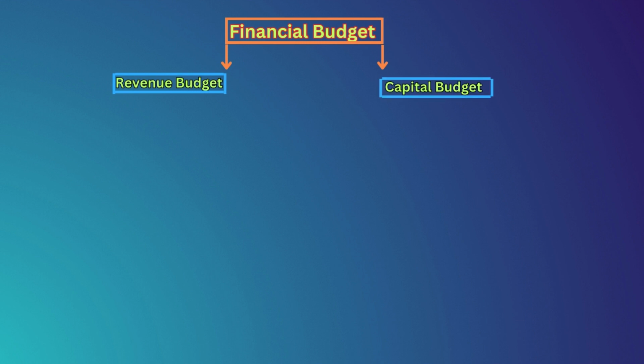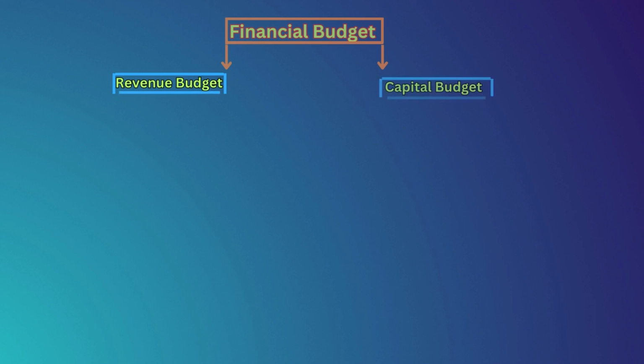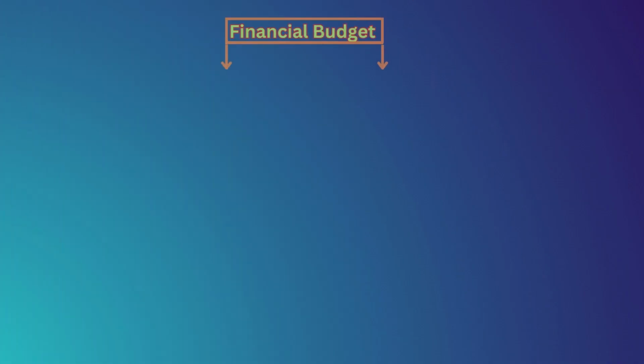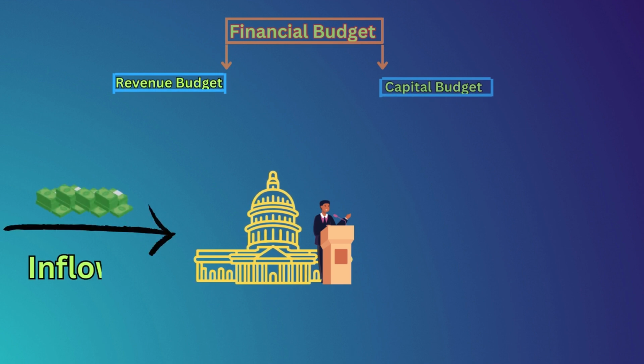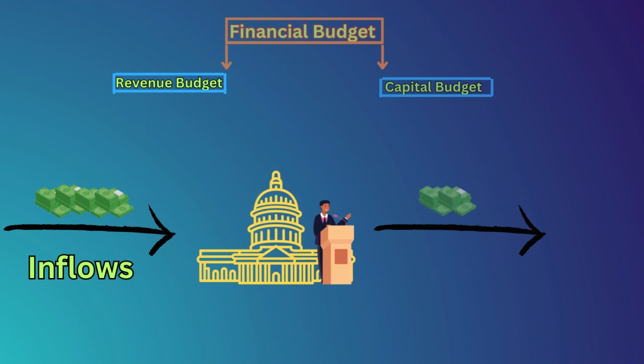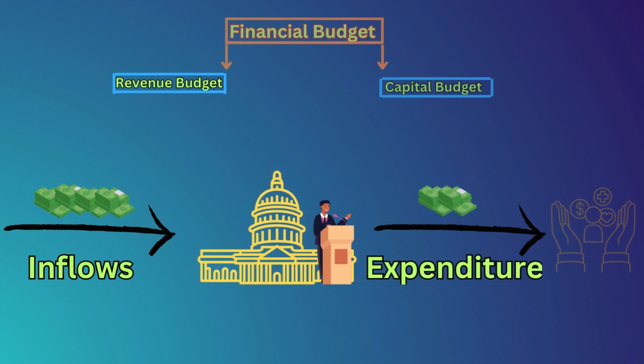Government budget is divided into two parts: revenue budget and capital budget. A revenue budget refers to the financial plan laid out by the government that outlines the expected inflows of funds and proposed expenditure for the upcoming fiscal year. The main focus here is the welfare of people.